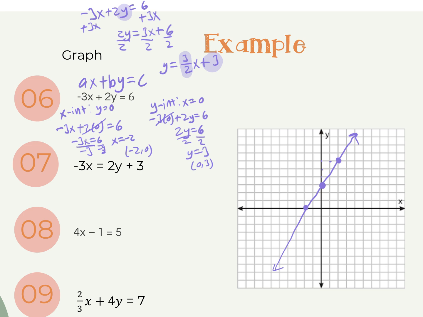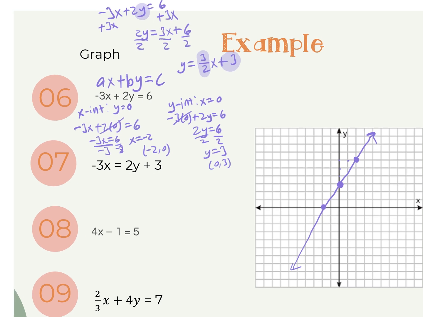If you look at number 7 now, you'll see that it looks kind of similar, right? We have some of the same or similar values, but it's not quite in standard form, nor is it in slope-intercept form. But I'll do it by converting into slope-intercept form.